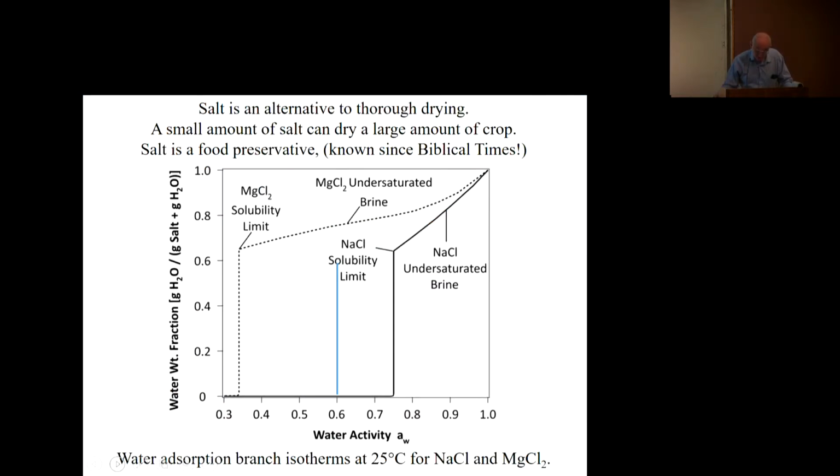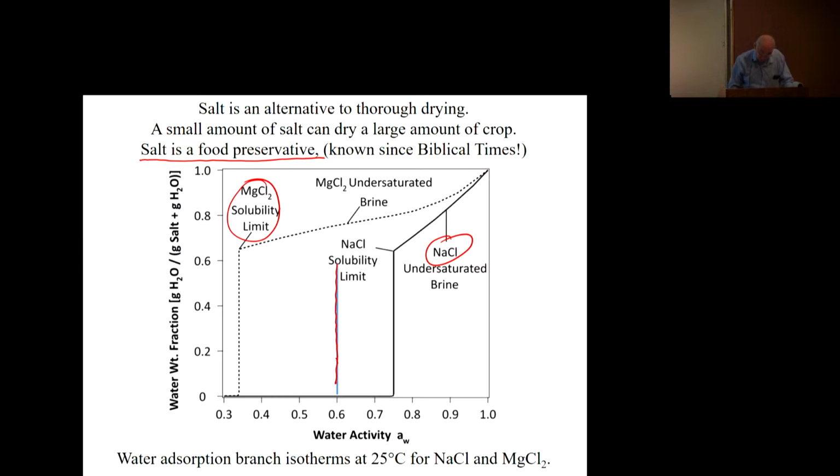Now, there are a couple of ways of doing it. You can dry it very thoroughly, and that works. Another thing you can do is add a little bit of salt. To get down to 60%, it turns out sodium chloride doesn't quite do it, but magnesium chloride does, and there are other salts that will get you below 60% water activity. Of course, it has been known since biblical times that salt acts as a food preservative, and it was extremely valuable in the Roman Empire for that reason.